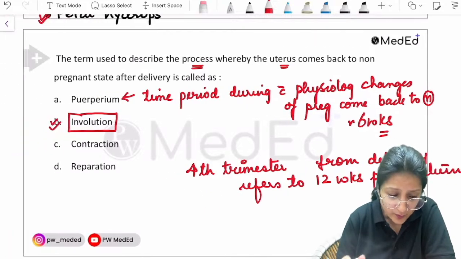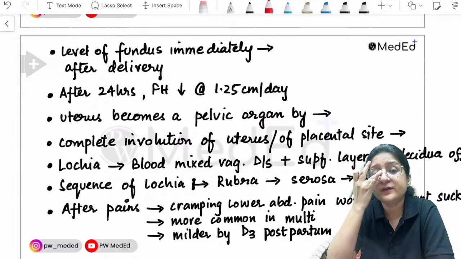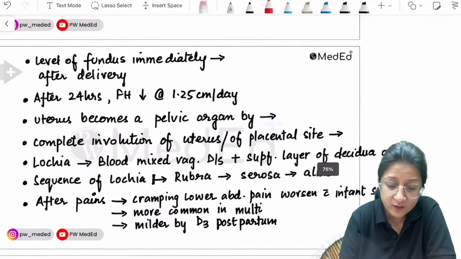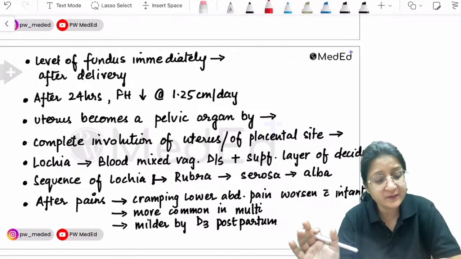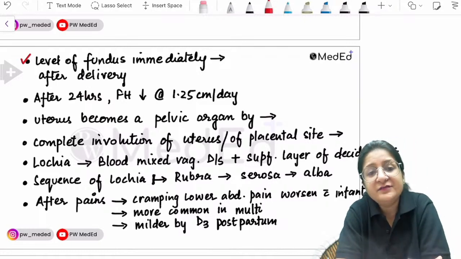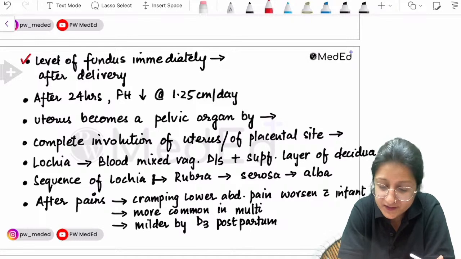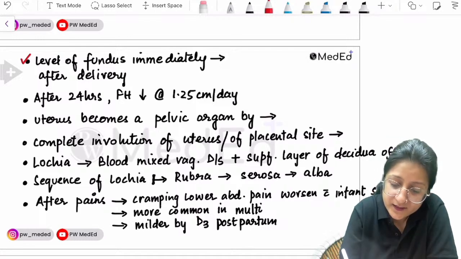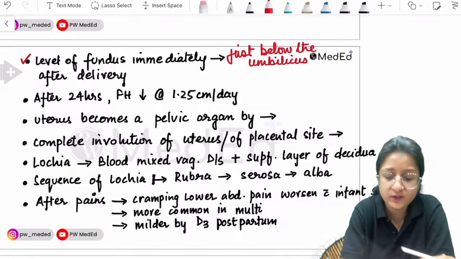Now, the other important pointers that you should remember here: from puerperium they also ask certain very important one-liner questions, and they have asked this in recent MCQs as well. So I have clubbed them all together for quick revision. What is the level of fundus immediately after delivery? Immediately after delivery, the level of fundus is just below the umbilicus.